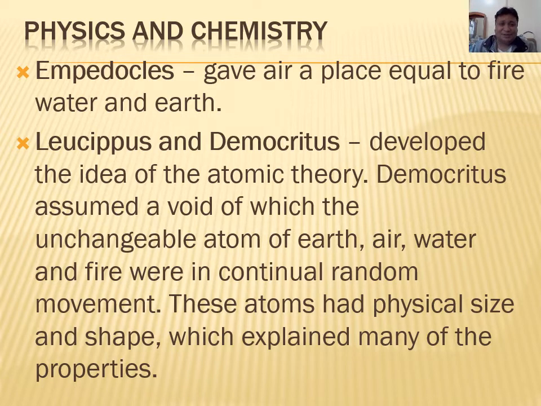Next one is Leucippus and Democritus. These are the two people who contributed so much to chemistry, particularly that they claim that all things are made up of atoms. Atomism, the atomic theory. So Democritus assumed a void in which the unchangeable atoms of earth, air, water, and fire were in continual random movement. These atoms had physical size, and they also have their shape, which explains many of their properties. Okay, next.